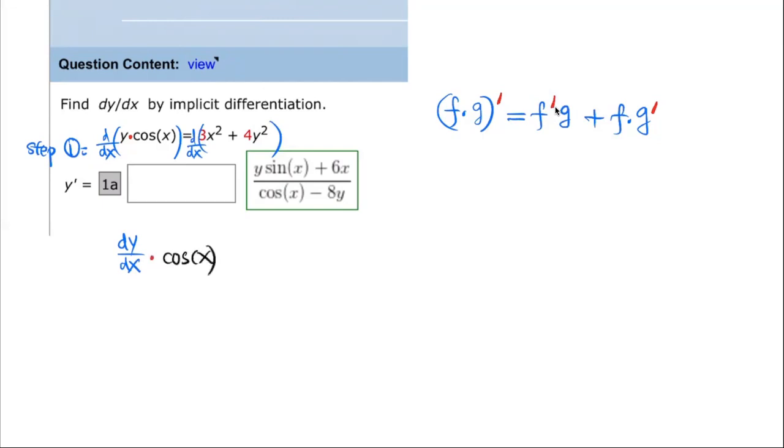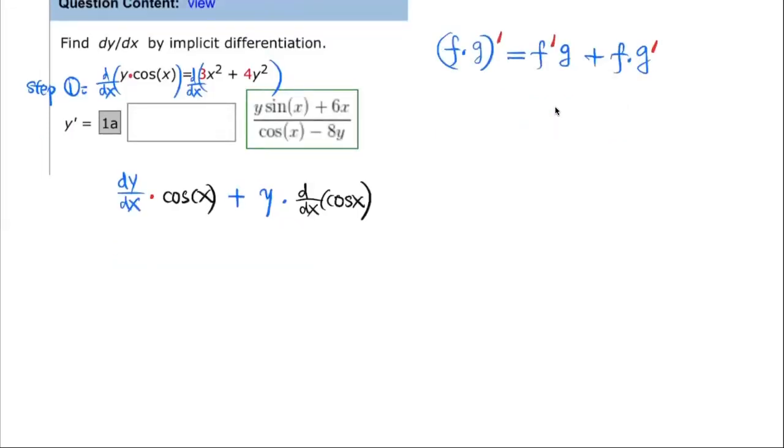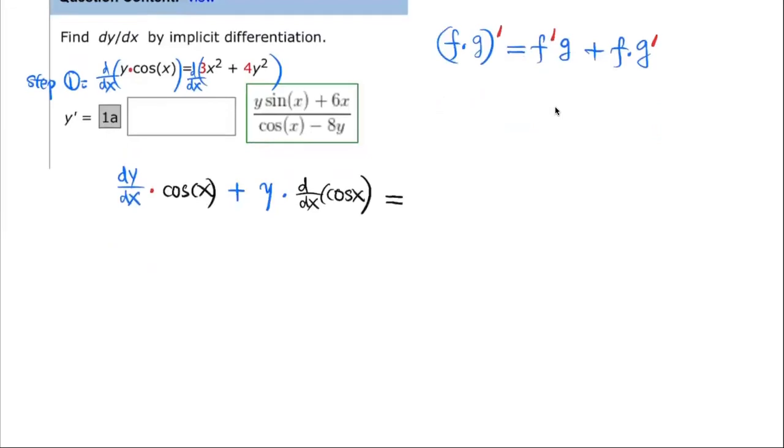And then adding: the first function we just copy, which is just y. Now we differentiate the second function, differentiate cosine x over here. So we're using the product rule. Let's just leave it like this on the left side, and now do the right side.